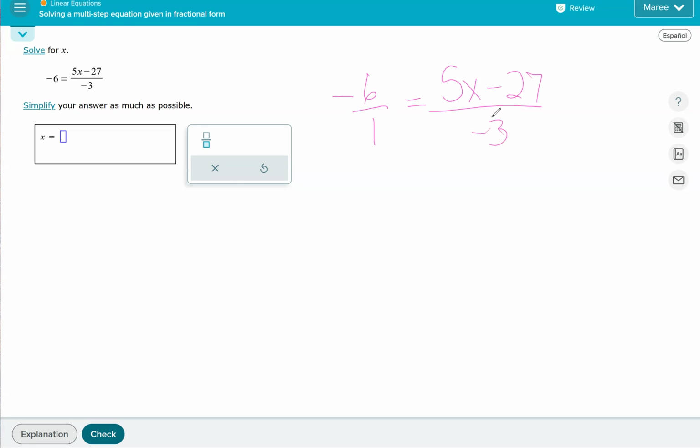When we have two fractions equal to each other, that is called a proportion. And in a proportion, cross products are equal to each other. So if you multiply across, like the numerator on the left with the denominator on the right, and the denominator on the left with the numerator on the right, and you multiply these two, it will be equal to the multiple of these two. So once we do that, we can solve for our variable.